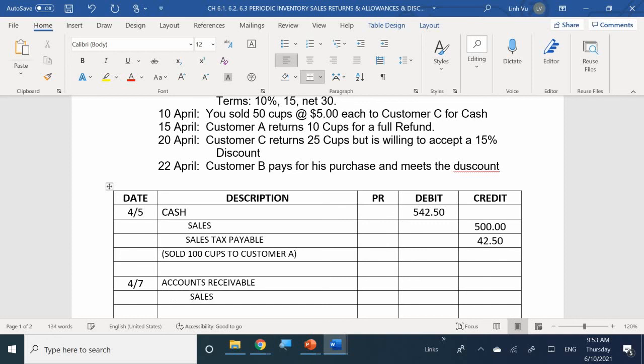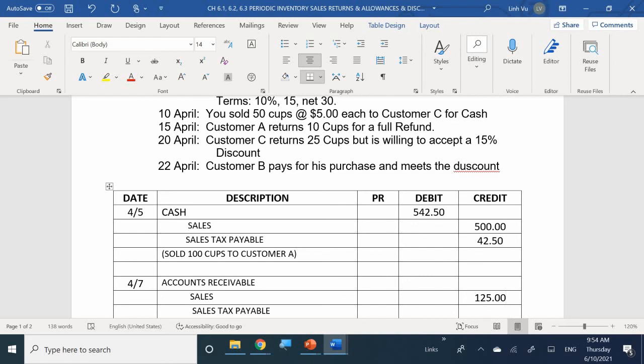You got sales in sales tax payable. Okay, so what is my total amounts here going to be? Okay, let's start with sales. We sold 25 cups at $5 each, so 5 times 25 is $125 under sales. Correct? Yes, 5 times 25 should be 125. Good.